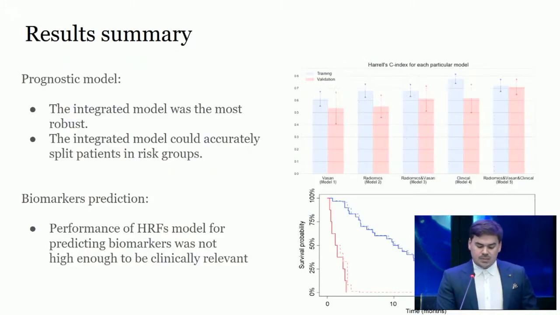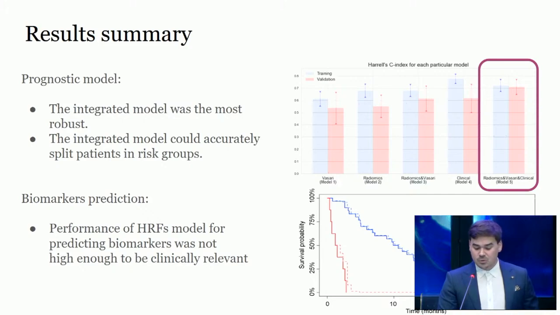What we found in this study is, first, the integrated model performed better than individual models, and it was also the most robust one. You can see it by looking at the confidence intervals. Second, the integrated model could also accurately split patients into low and high risk in a significant manner. For predicting the biomarkers, we found that although the models show some potential to predict them on the test set, on the external validation data we saw some signal, especially for EGFR amplification and MGMT methylation, but the performance was not high enough to be clinically relevant.